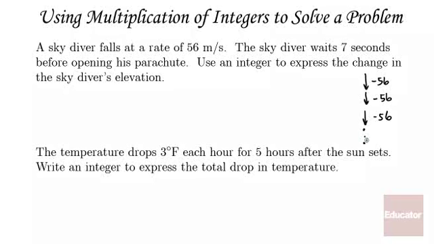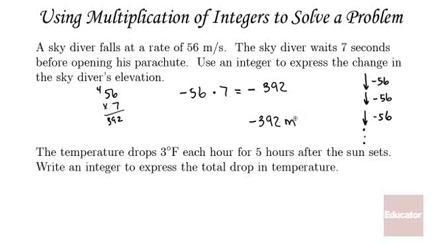So instead of adding negative 56 repeatedly 7 times, let's use multiplication. And remember to think about your sign. The skydiver is moving downwards, so my answer is going to be negative 56 times 7. 42, 35, 39. So negative 392. The skydiver has gone down negative 392 meters before he opens his parachute.